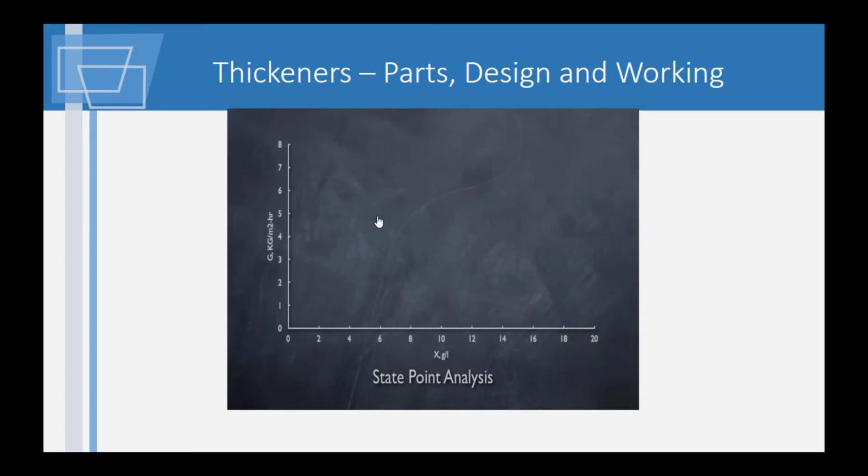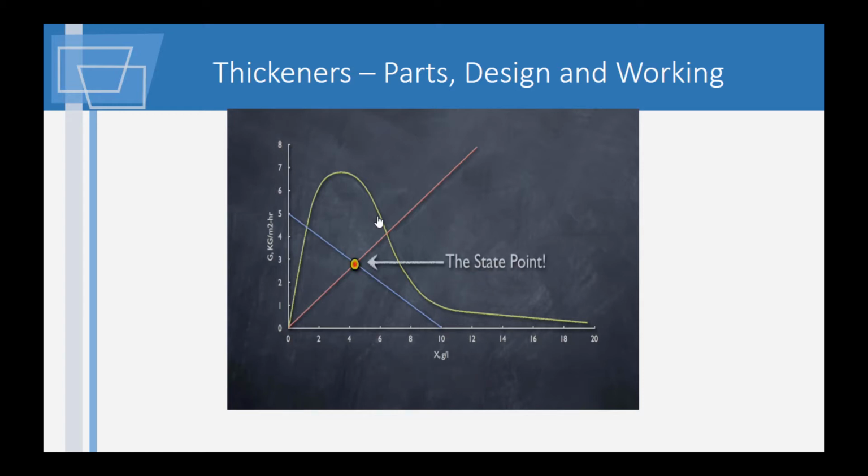Putting all the pieces together, we have our full state point diagram. So, how do we use it? We start by defining the actual state point. This is the point where the overflow rate line and the underflow rate line intersect. To ensure proper clarification, we want to make sure that this point falls underneath the settling curve. If this point falls above the settling curve, the clarifier is failing in clarification. In other words, the solids entering the clarifier don't have enough time to settle before going over the effluent weir.